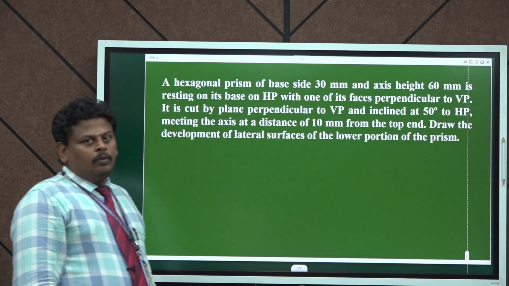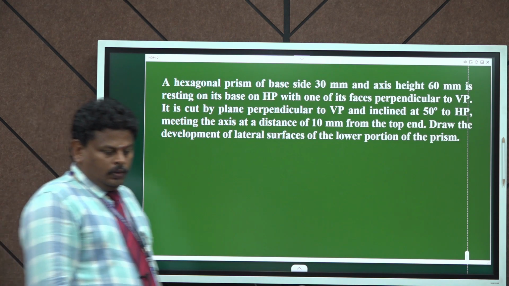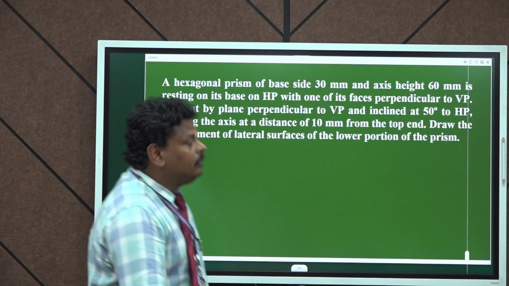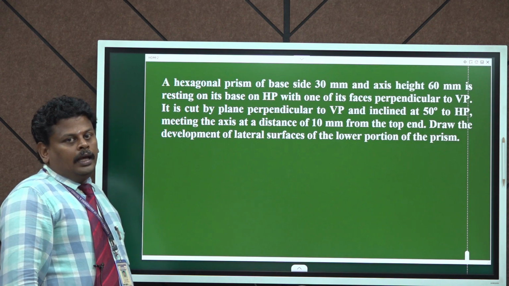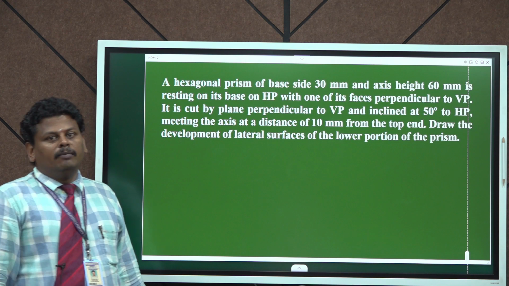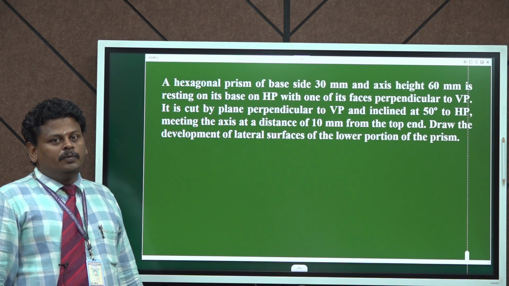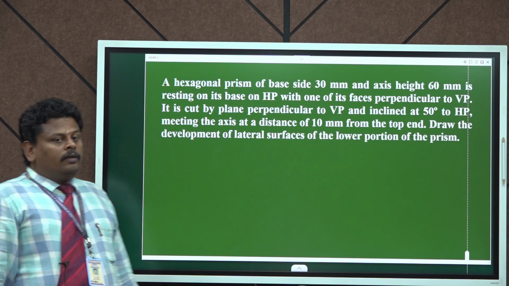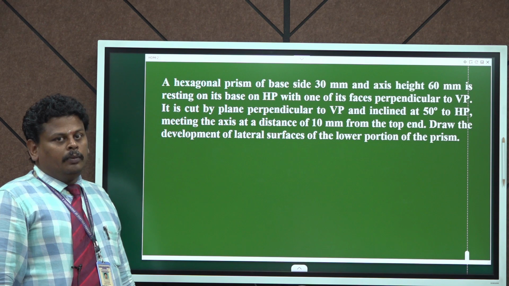So we will discuss a problem and we will solve this problem. We are going to take a hexagonal prism of base side 30 mm and axis height 60 mm, and it is resting on its base on HP with one of the faces perpendicular to VP. So this is what is given in the problem.